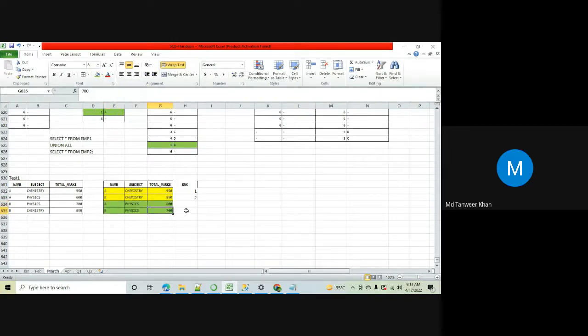The one who has scored highest, give it 1, and the second highest 2. So this is what I want to achieve, this column. I want to give ranking on top of this. Is this clear? Is this clear for you? I'm trying to give ranking here. Okay.